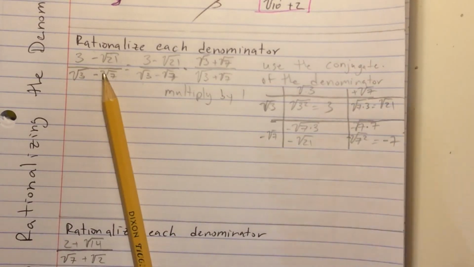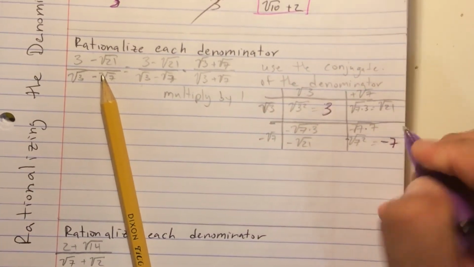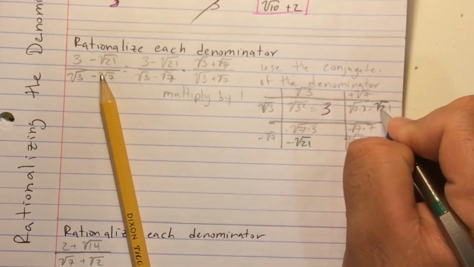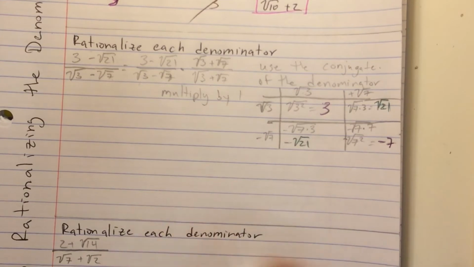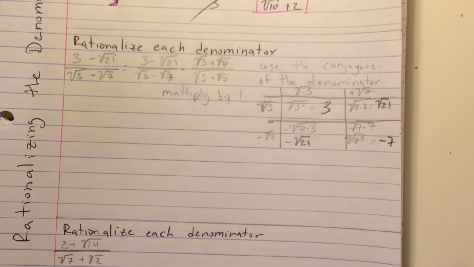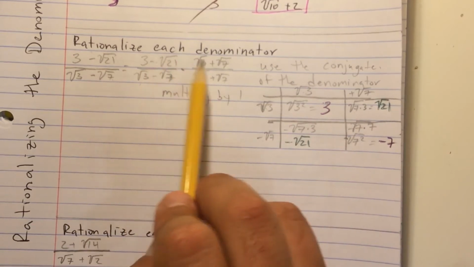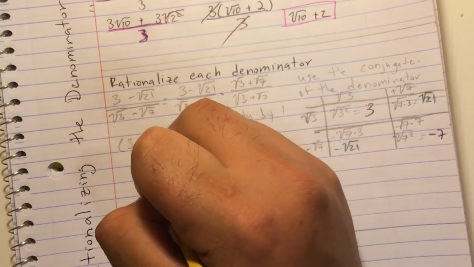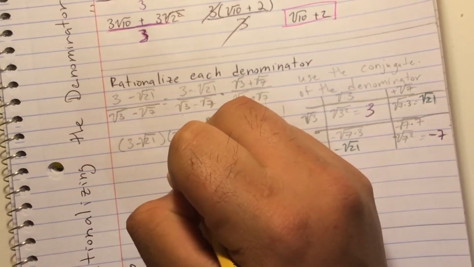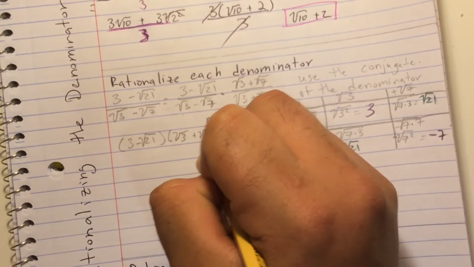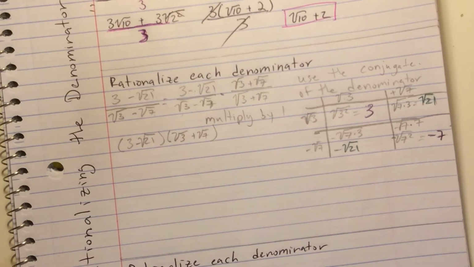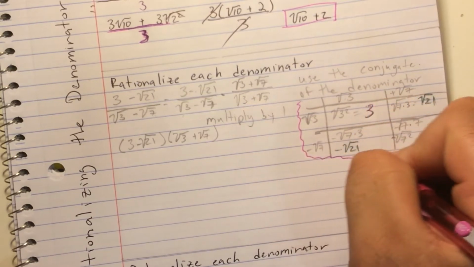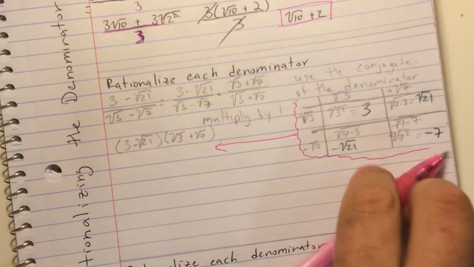So once again, we're going to go ahead and rewrite these. This is going to be our 3, negative 7, then our negative radical 21 and our radical 21. The only thing is that these are also binomials that we have to multiply. So we're going to rewrite them out for now: 3 minus radical 21 times our radical 3 plus radical 7. And we actually finished the denominator here, so I'm going to use the pink to show that this is going to be our new denominator.